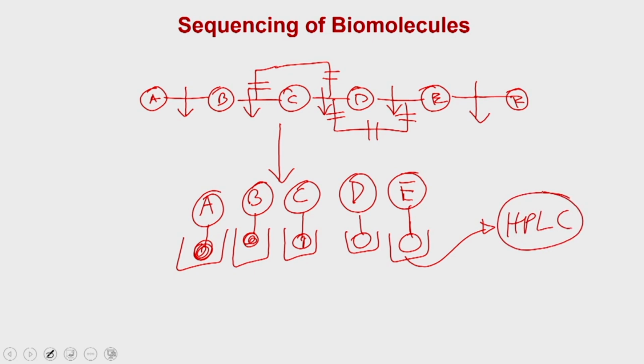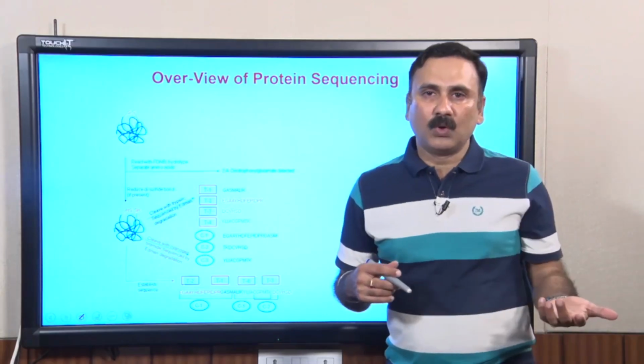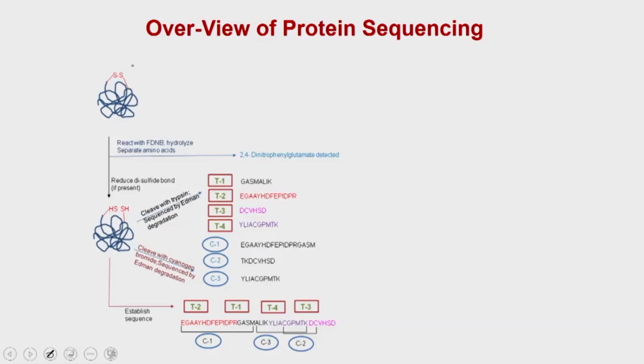Now, let us take an overview of what you have to do when you would like to do protein sequencing. You know that protein is a very complex molecule. It has peptide chains connecting the monomeric amino acids, and it also has sulfide bridges forming intramolecular bondings. As I said in the previous slide, the first thing is that you have to destroy the disulfide linkages.